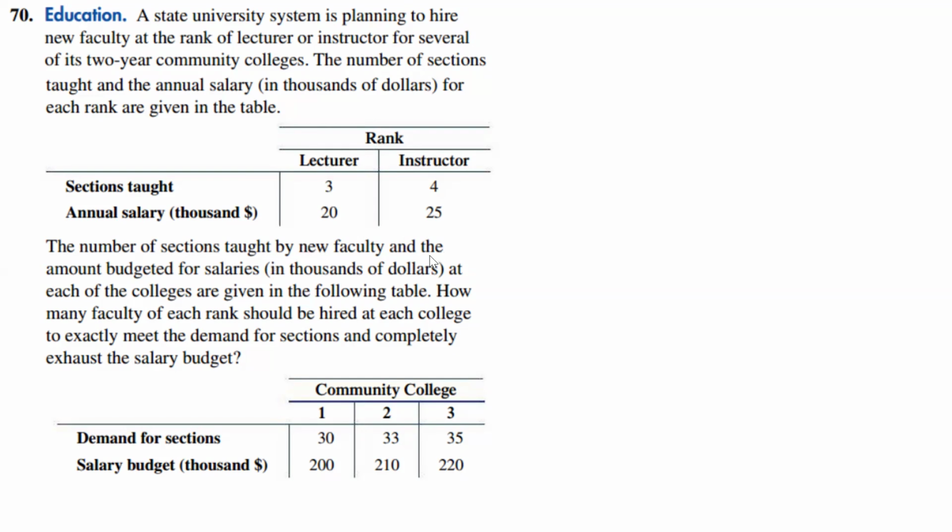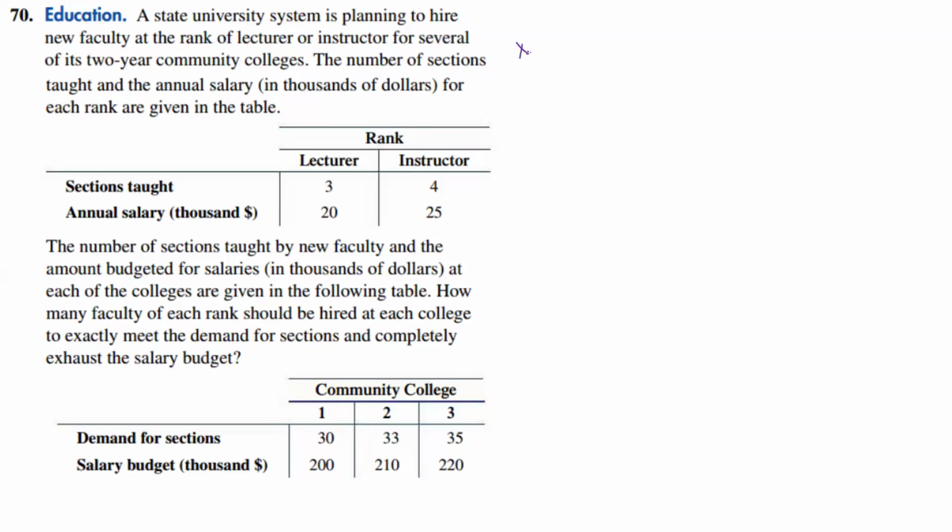Now the number of sections taught by new faculty and the amount budgeted for salaries in thousands of dollars at each of the colleges is given in the following table. So demand is that many and the salary budget is that. And so how many faculty of each rank should be hired at each college to exactly meet the demand for the sections and completely exhaust the salary budget? All right. So let's write some equations.